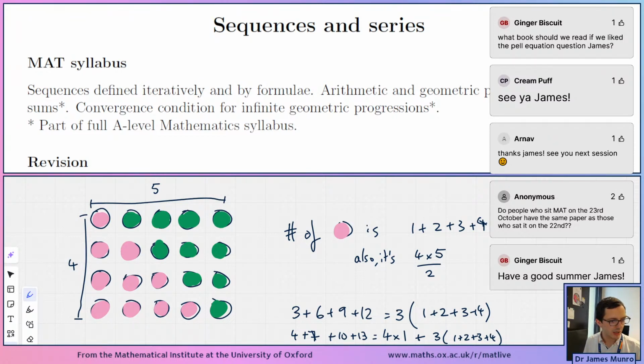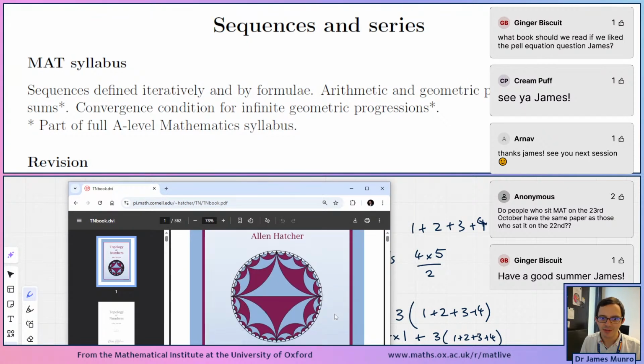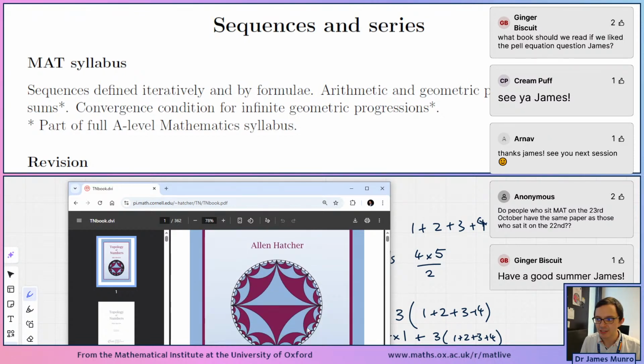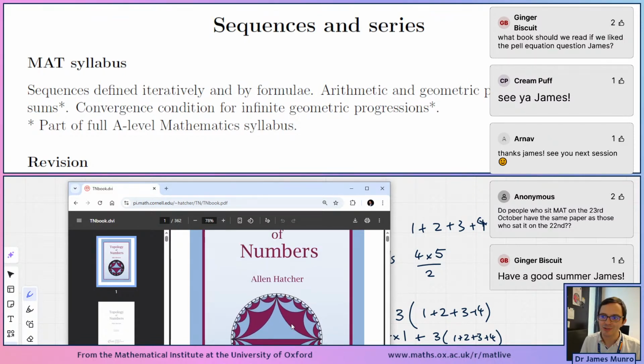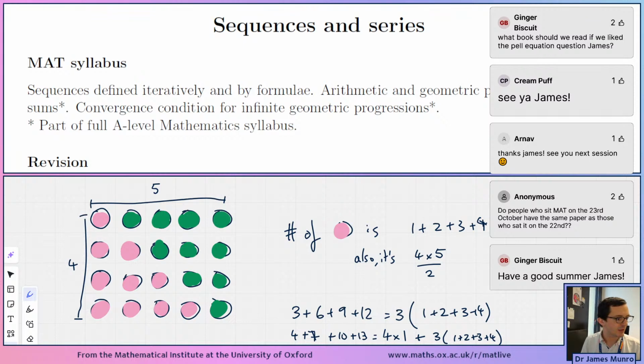Ginger wants a book recommendation. If you like equations with whole numbers, then you might like number theory, for which I recommend a mostly blue website called Topology of Numbers. You can also download it as a PDF. It's a free book, and it's got lots more stuff for equations like that. So if you like the Pell equation, then you can find out lots more in this book, Topology of Numbers, by Allen Hatcher, who has been cool and released their book for free.